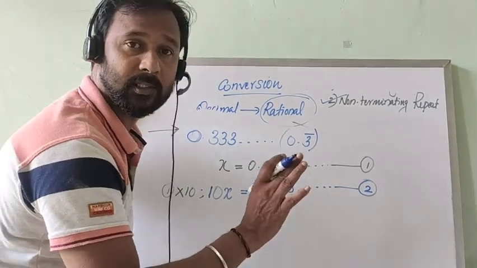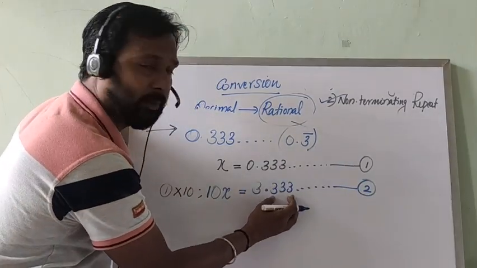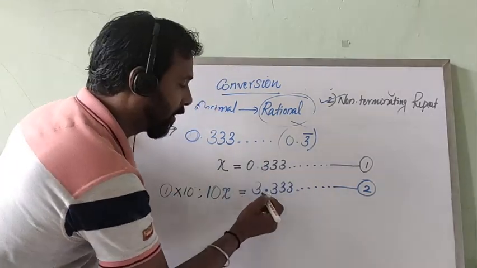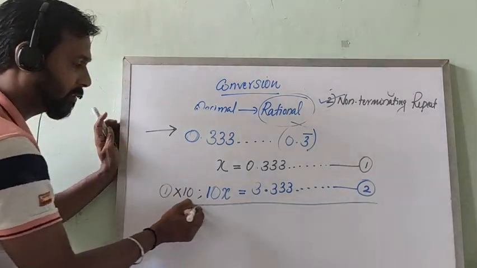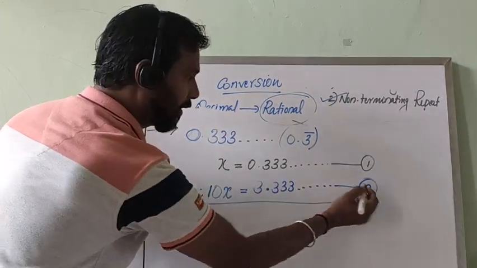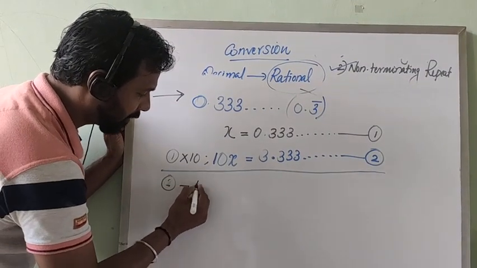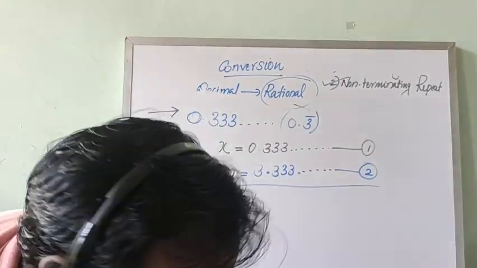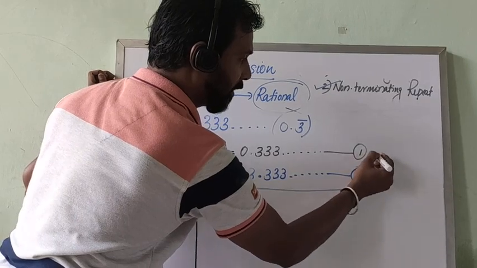Continue this process until both equations have the same decimal part. See the decimal part 0.3333, etc. Here again 0.333, etc. In such cases, after getting such a line, you subtract. So what we are subtracting is equation 2 minus equation 1. Equation 2 minus equation 1.